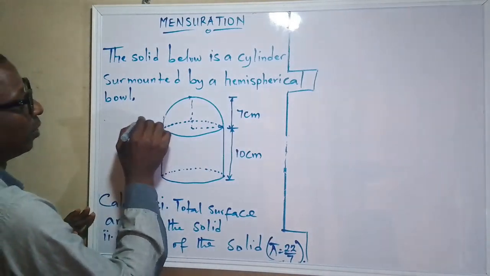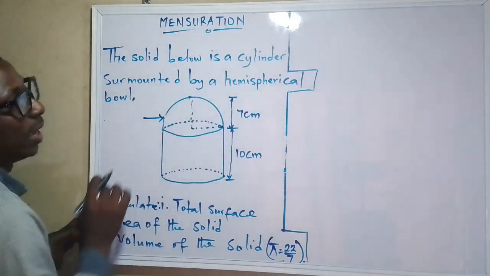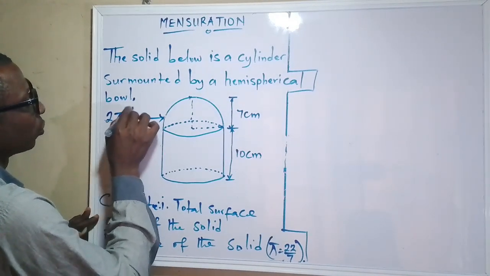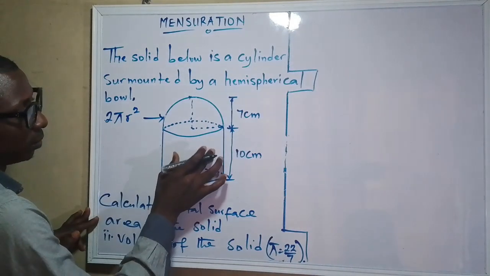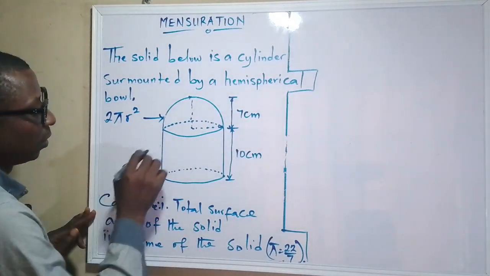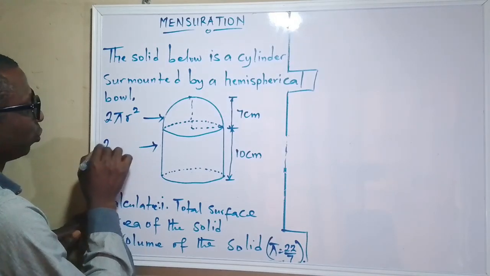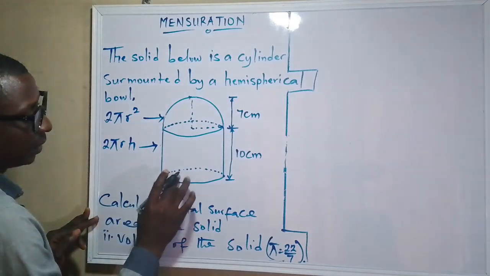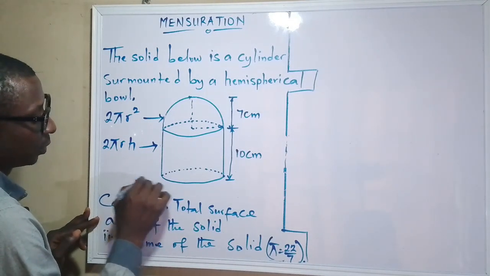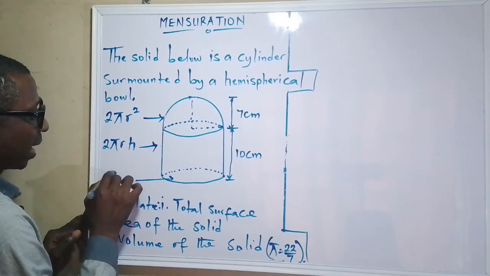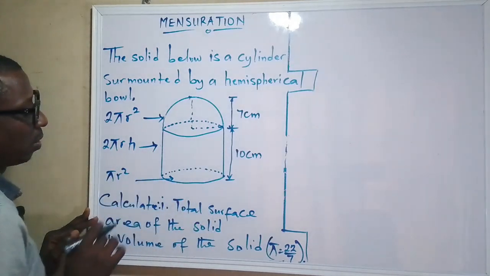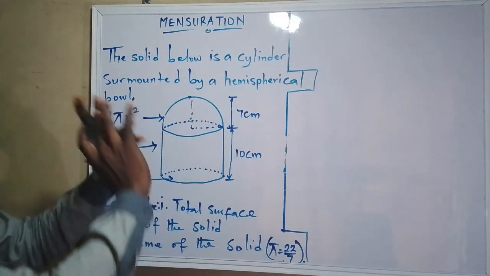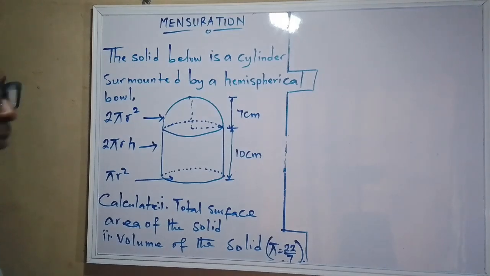Okay, now let's write out the formulas. For the hemisphere, we have 2 pi r squared. The curved surface area of a cylinder is 2 pi r h. And the bottom, this place, is a circle, so that's pi r squared. Now we add all these three together, and that's going to give us the total surface area.